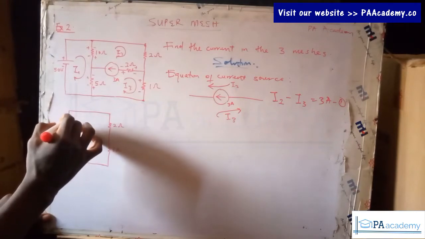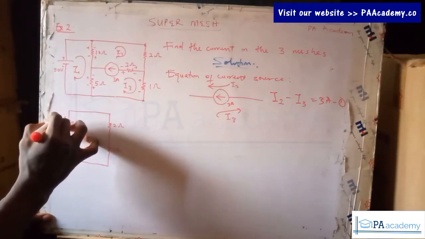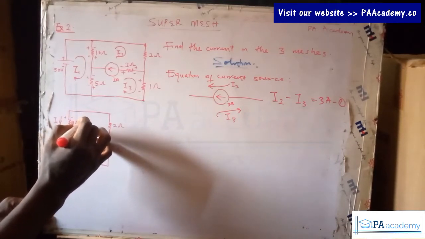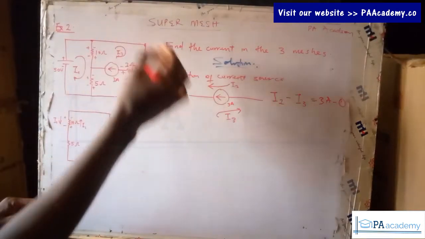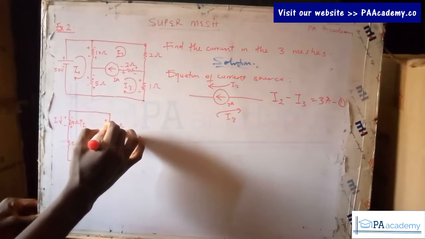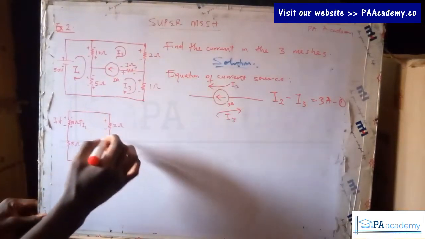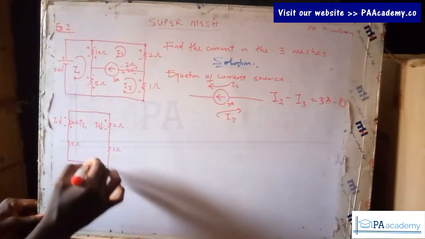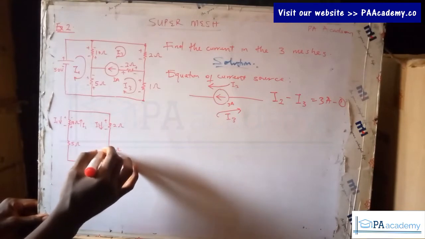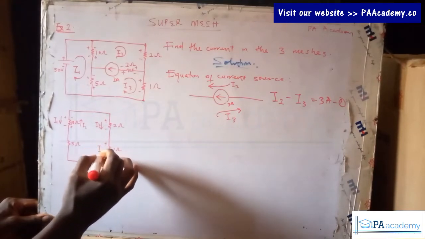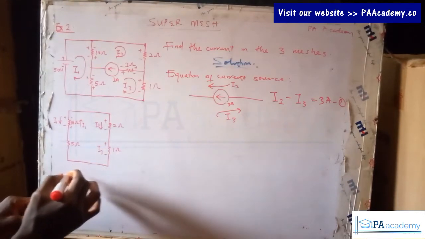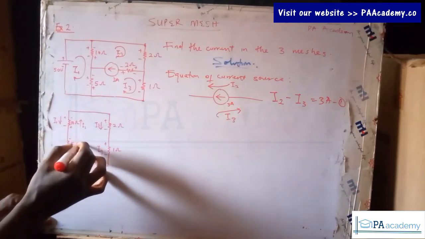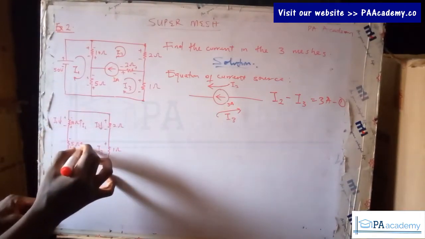Here is plus, minus due to current I1, and then here we have plus, minus due to current I2. In this direction we have plus, minus. I didn't indicate it, this is plus and minus due to the current I2, and then here we have plus and minus due to current I3. I hope you are getting what I'm doing. We also have plus and minus in the upward direction due to current I3.